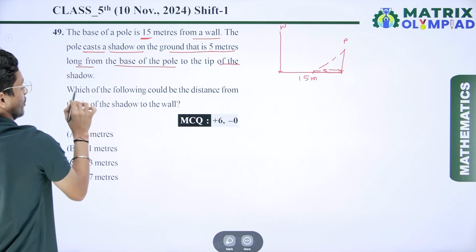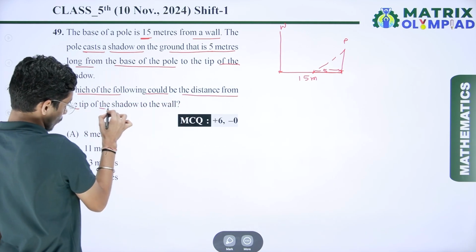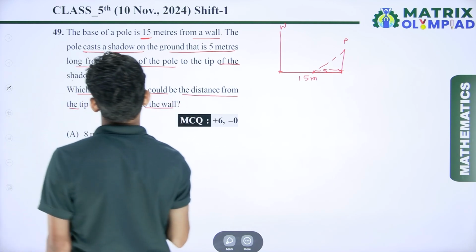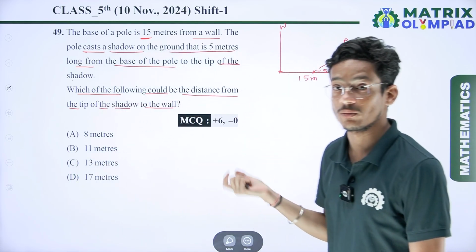to the tip of the shadow. Which of the following could be the distance from the tip of the shadow to the wall? So here we have to find which of the following could be the distance.